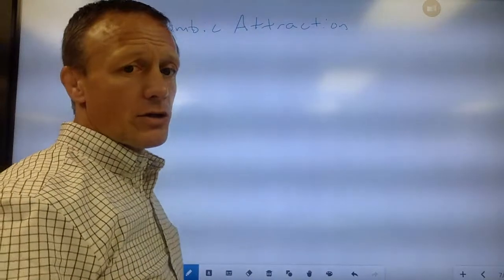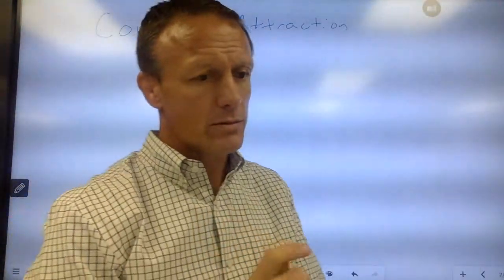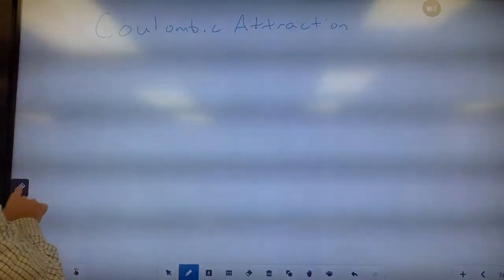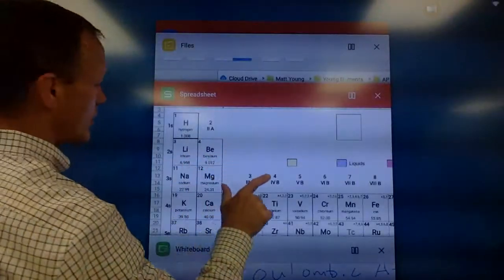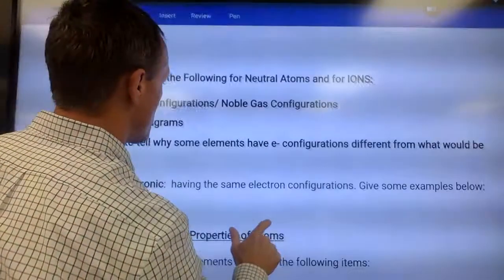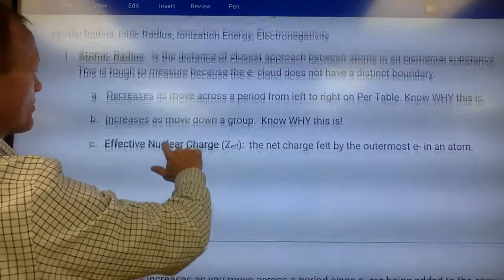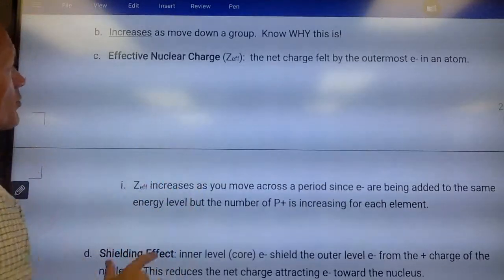All right. So our trends, let me talk about a couple of things here. I'm going to go to your notes, maybe. All right. So periodic trends. Atomic radius is one of these. A couple of terms in here.